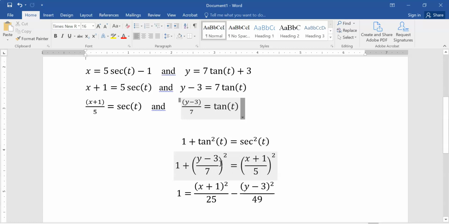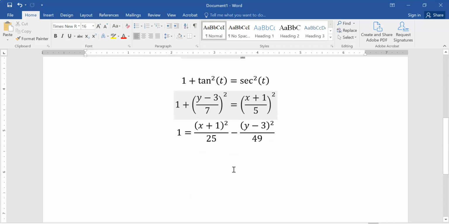And then if I clean this up a little bit, the first step you could do is subtract this (y minus 3) squared on both sides. And what I've done is I've just distributed that squared exponent to the top and to the bottom. So it looks like (x plus 1) squared over 5 squared. By the way, 5 squared is 25. And then (y minus 3) squared over 7 squared. And obviously 7 squared is 49.